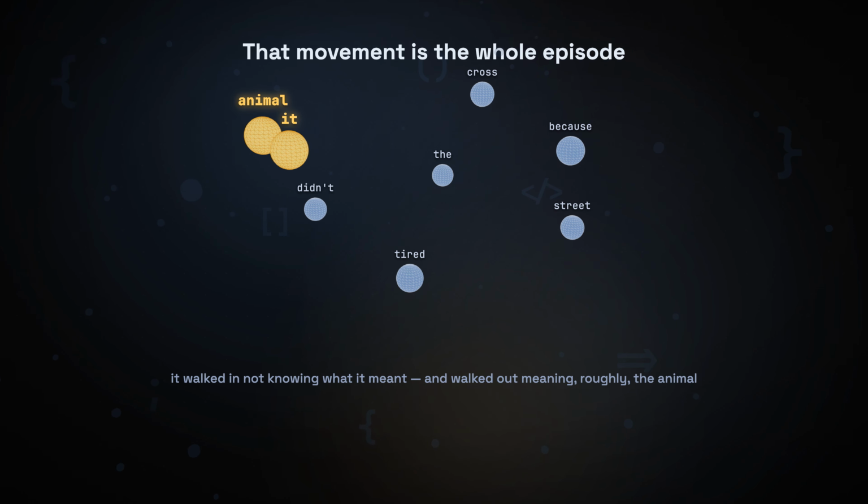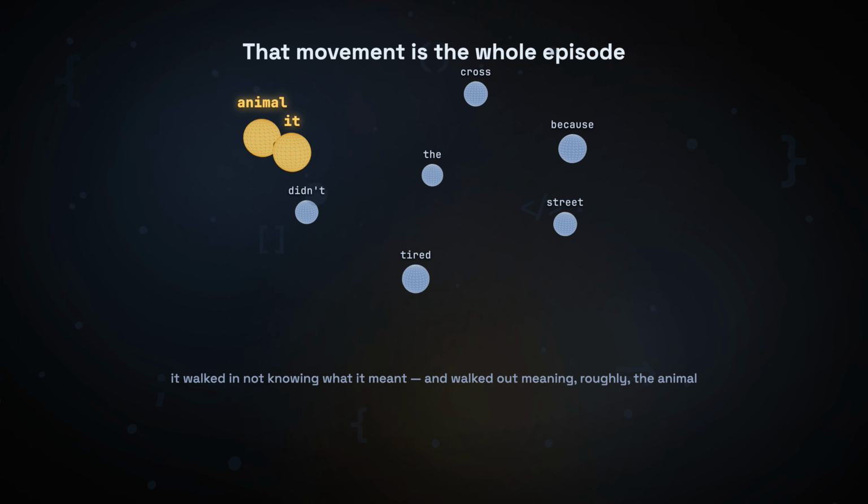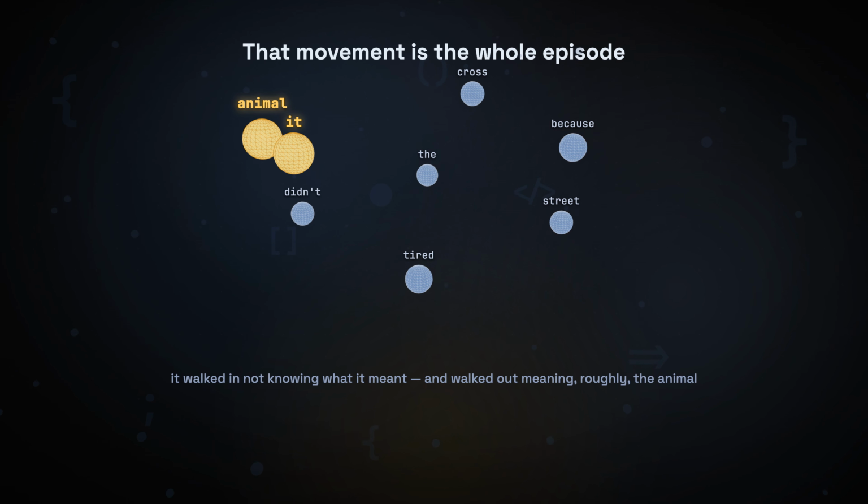The word it walked in not knowing what it meant, and it just walked out meaning, roughly, the animal. Not because anyone told it to, but because it looked around, scored its neighbors, and rebuilt itself from the one that mattered. That is understanding, made of arithmetic.